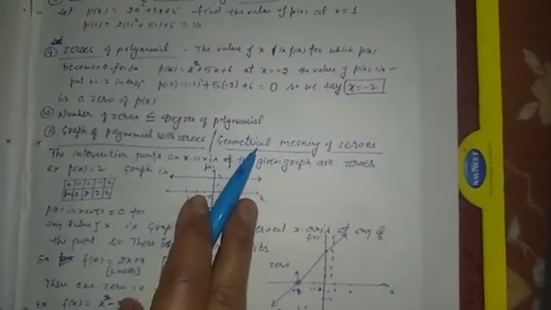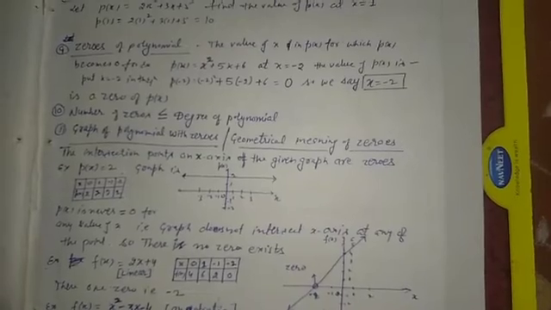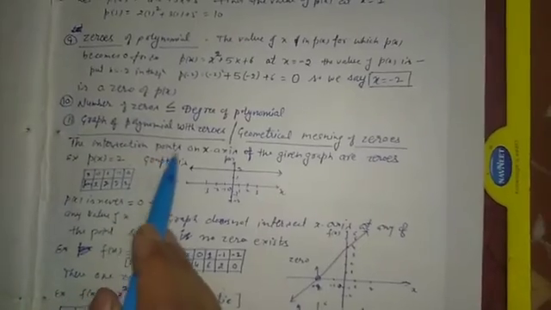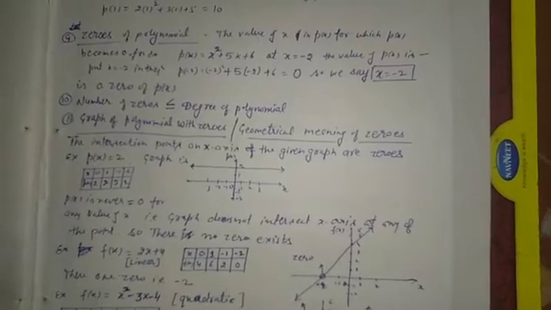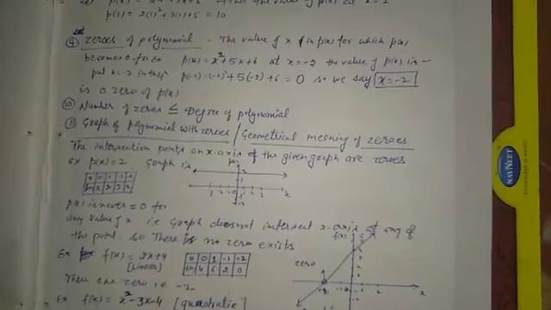Then we have graph of a polynomial with zeros, or we can say the geometric meaning of the zeros. Here the intersection points on x-axis of the given graph are zeros. This is the definition. Means at how many points the graph intersects the x-axis, that is known as the zeros of the graph.